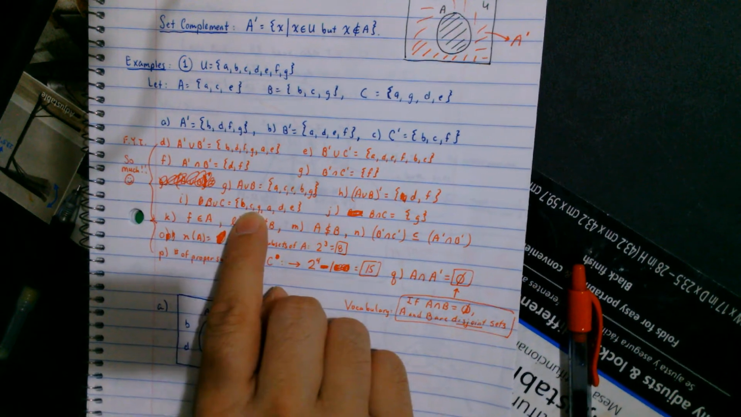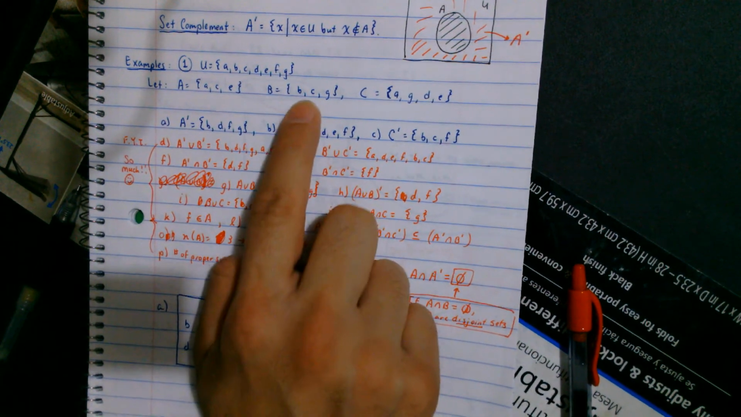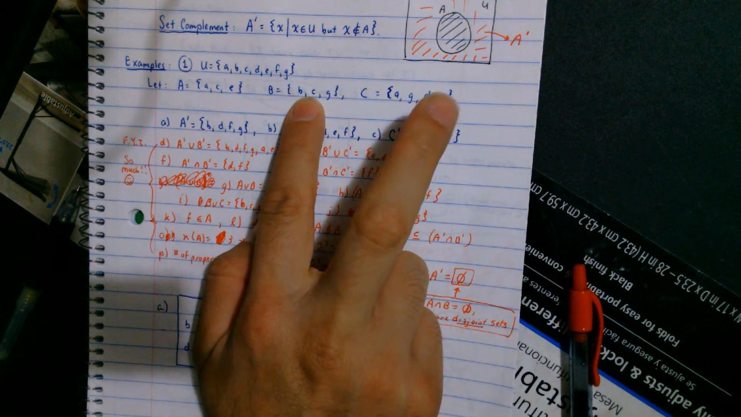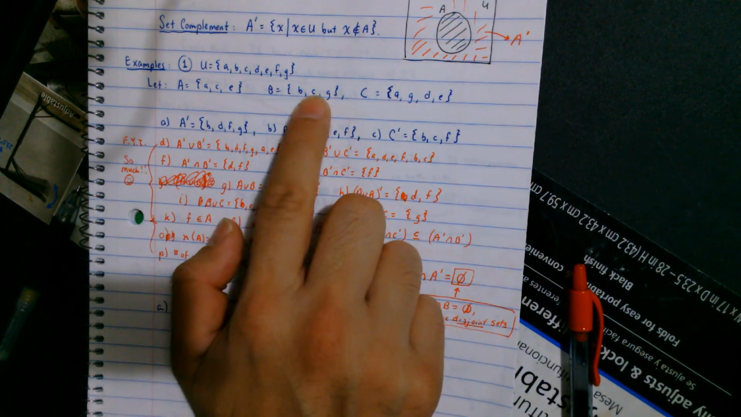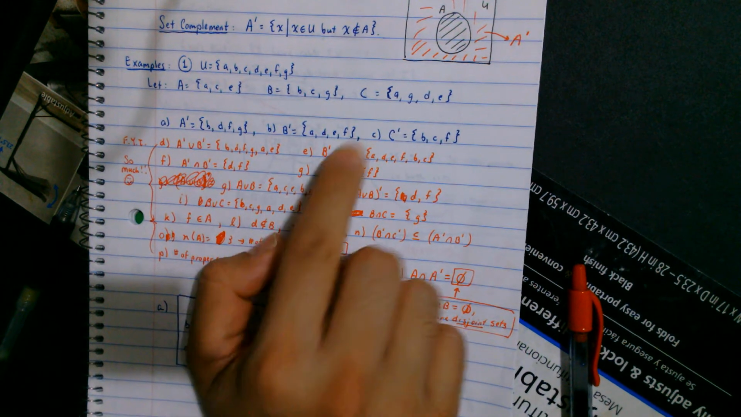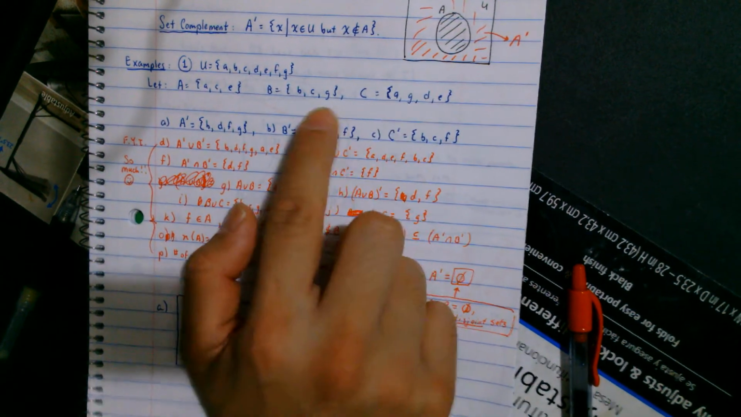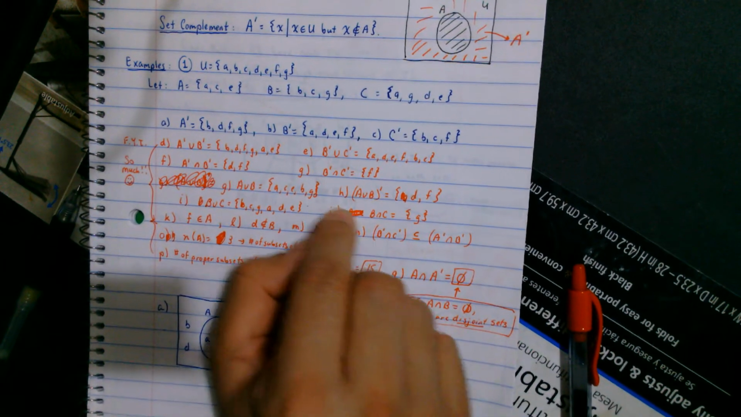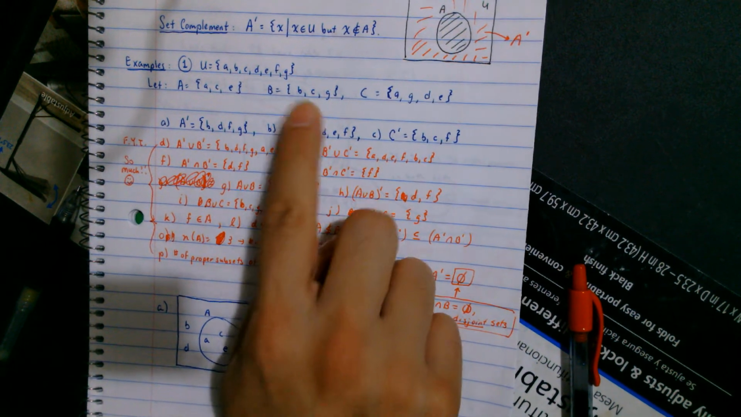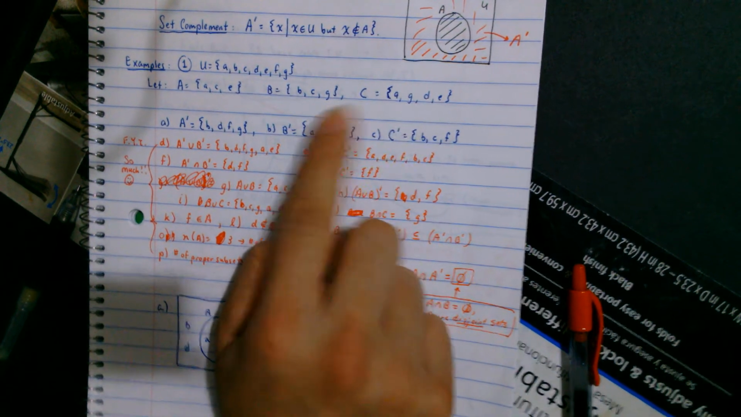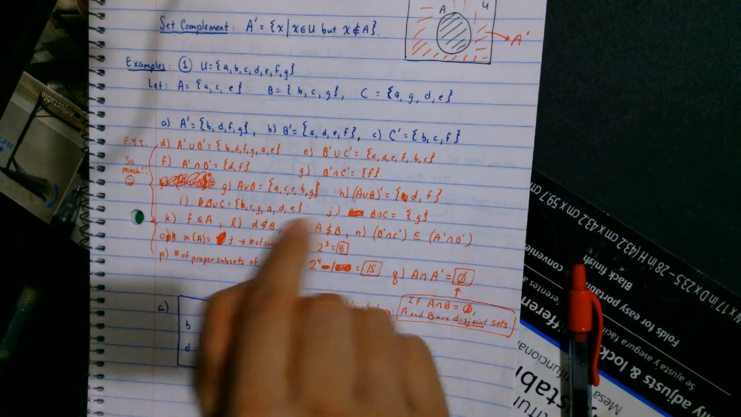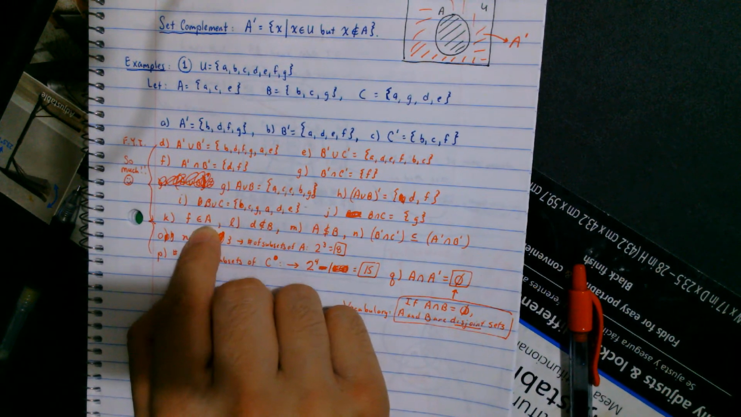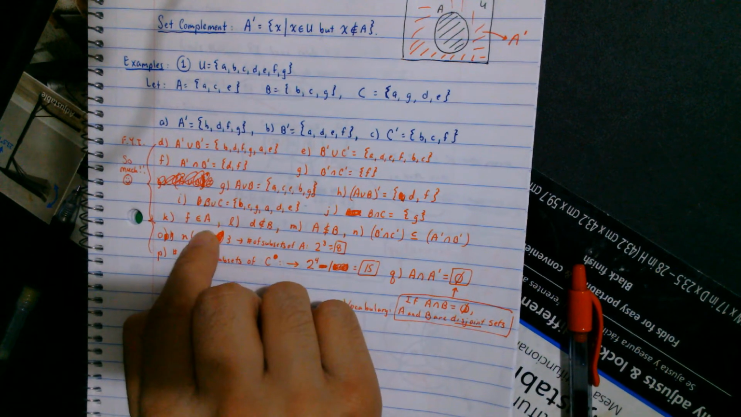B union C. B and C. Everything in here plus whatever is in here. So B, C, and G plus A, D, and E, because G is already included there. Now, intersection between B and C. What they share in common, they share the letter G. That's the intersection.